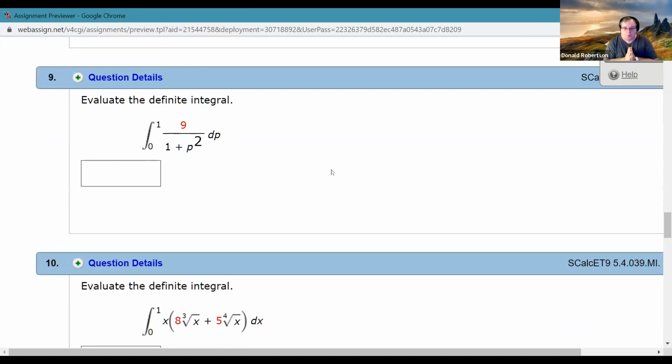This one, I hope, will make my day, guys. Don't worry about the 0 and 1, because that just means they're mixing and matching now, right? They're doing definite ones as well as indefinite. What is the antiderivative of 9 over 1 plus p squared? And you are correct. It's 9 inverse tan of p.